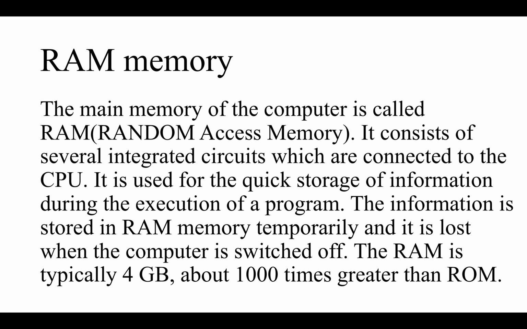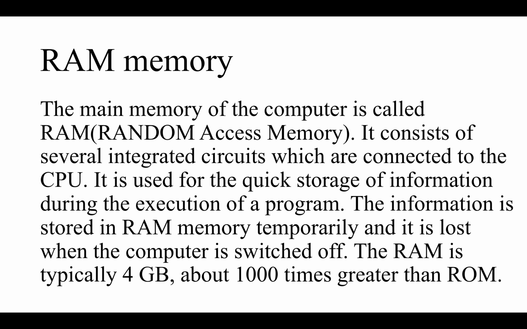RAM memory, the main memory of the computer, is called RAM. RAM stands for random access memory. It consists of several integrated circuits, several ICs, and RAM is connected to the CPU. It is used for the quick storage of information during the execution of the program. It stores the data during the execution of the program.